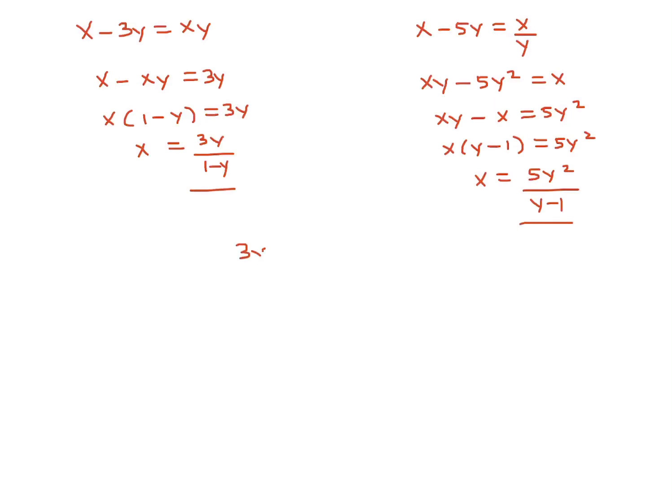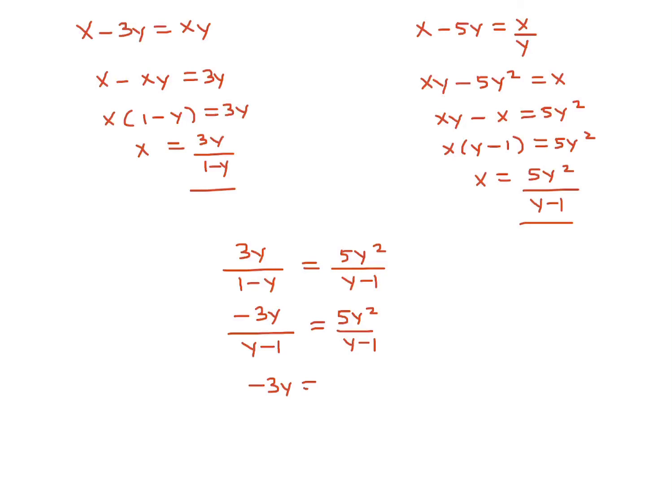We can set them equal to each other. 3y over 1 minus y is equal to 5y squared over y minus 1. We can make the denominators be exactly the same if we multiply top and bottom by -1. And therefore, since the denominators are the same, the numerators must be the same. Divide both sides by y and you get minus 3 is equal to 5y. And finally, y is equal to minus 3 over 5.